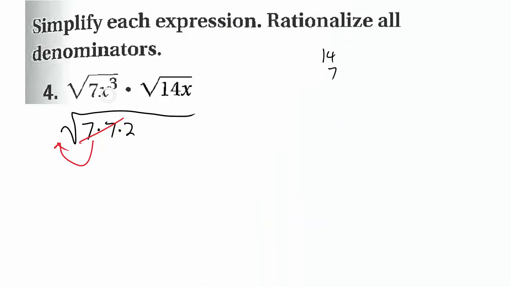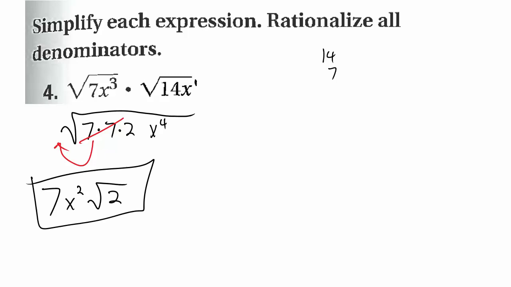And then we have the x part. So we got 3 x's, but then we got one more x, so don't forget there's an invisible 1 right here. So that's like an x to the fourth here. And since we have a square root, the square root of x to the fourth is x squared. So we have the 7 that made it out of the radical, but also 2 x's make it out of the radical. And the only thing stuck inside is the 2, which is stuck inside the square root. That's your answer for number 4.